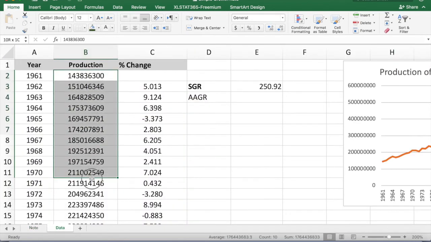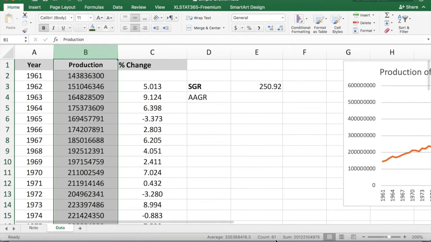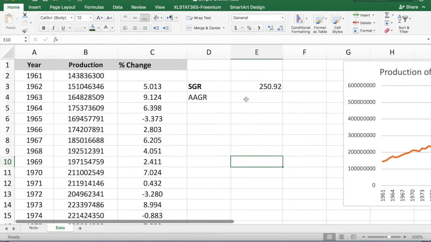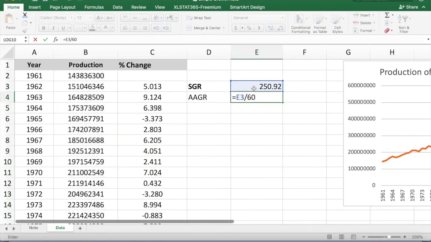Let's see how many observations we have here. So we have 60 observations here. You can count here. The first row is the title. You have 60 observations here. If we divide the simple growth rate by 60, which is the number of points in time, or t in our formula, we will obtain the simple average annual growth rate.